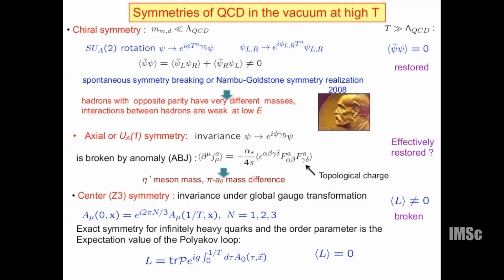And finally, there is a center symmetry Z3, which is invariance under global transformations of the gauge fields. At finite temperature, as I will show, the gauge fields are periodic, but you could apply a gauge transformation which preserves this periodicity up to a phase factor, which is the center of the SU(3) gauge group. At zero temperature, this is a symmetry of QCD, but at finite temperature the symmetry is broken, which is manifest in the fact that the Wilson line, the trace of the Wilson line, the Polyakov loop, becomes non-zero at high temperature. But again, I don't want to go into that much, just to mention that there is also this symmetry.